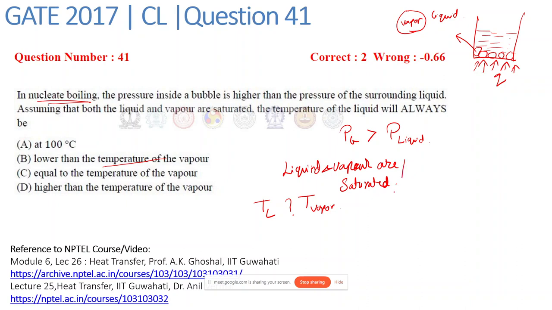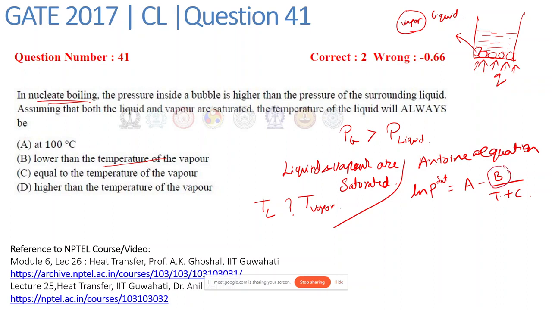We know that there is this Antoine equation that is used to correlate the pressure and temperature at the saturation. So we can write the Antoine equation as ln of P sat is equal to A minus B upon T plus C. Now here T and P correspond to the saturation temperature and pressure, and this B term will always be positive.